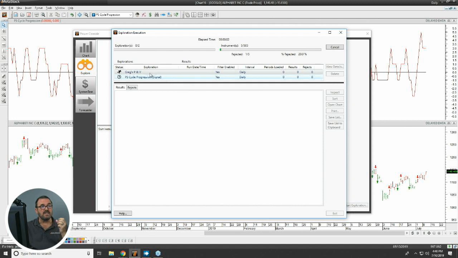Now here you can already see it's running Greg's P&V. That's my price and volume. And it's going through the S&P 500. Like I said, it'll run through those first, and you can see right here what's waiting is the PS cycle progression. All right, while that's going, why don't I go ahead and see if there are any other questions?